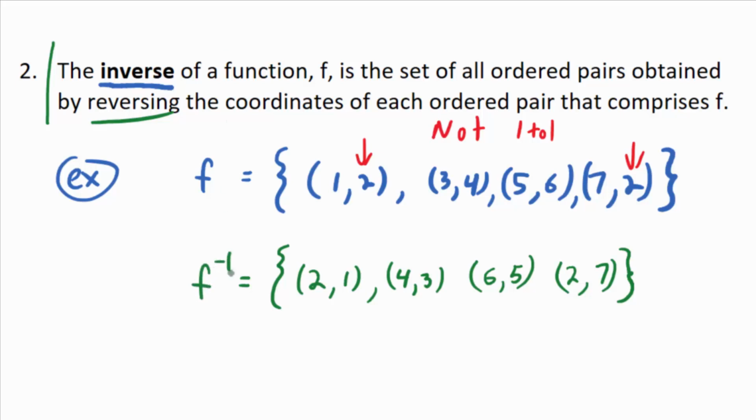Now, that's not an exponent. When you see the f superscript -1, we just say f inverse. There's a reason for the notation, which I'll talk about a little later, but don't think of that as an exponent. Think of it as a superscript. When you see f to the -1, f inverse is what you say.